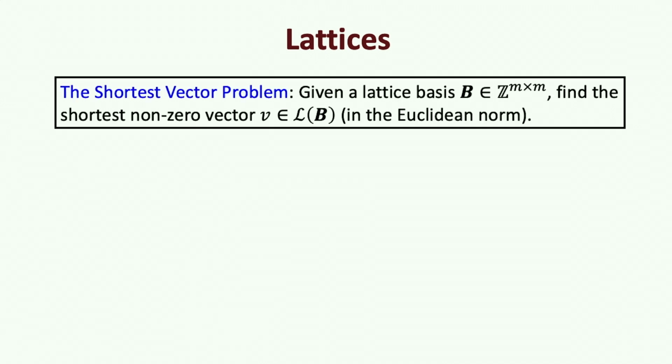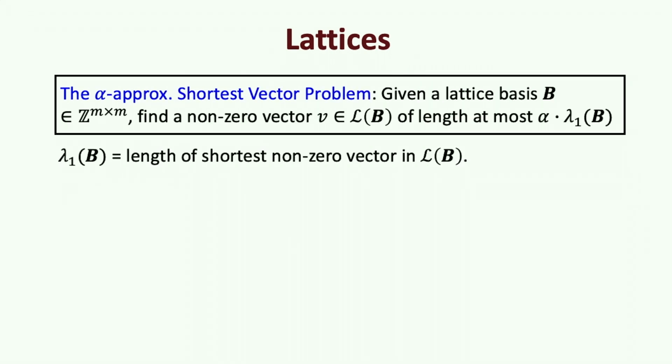And of course, we are computer scientists, right? So when we cannot solve a problem, we change it. Here is a natural approximation version of the shortest vector problem, where I don't ask you for the shortest vector, I ask you for a vector that is at most alpha times the length of the shortest vector, where alpha is a number that's at least 1.